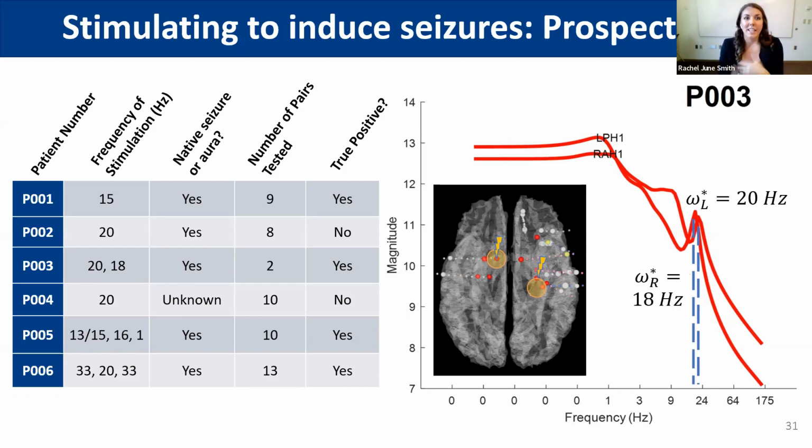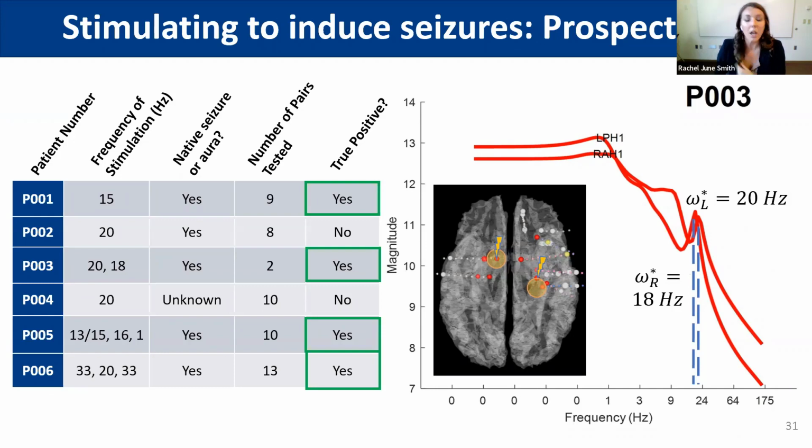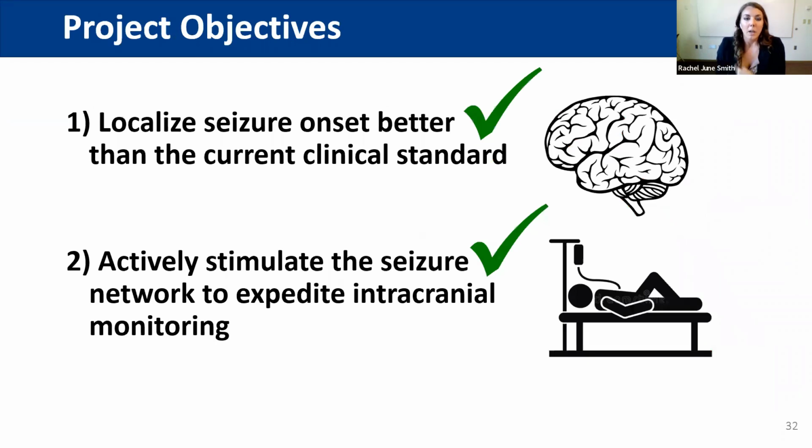So I think it was showing that there is some robustness to some of these measures, in that not only did we not get a seizure when we titrated up, but then we were able to elicit a seizure on 2 different days at the same frequency, which is pretty cool. Oh yeah, and overall we were able to elicit a seizure or an aura in 4 out of the 6 patients.